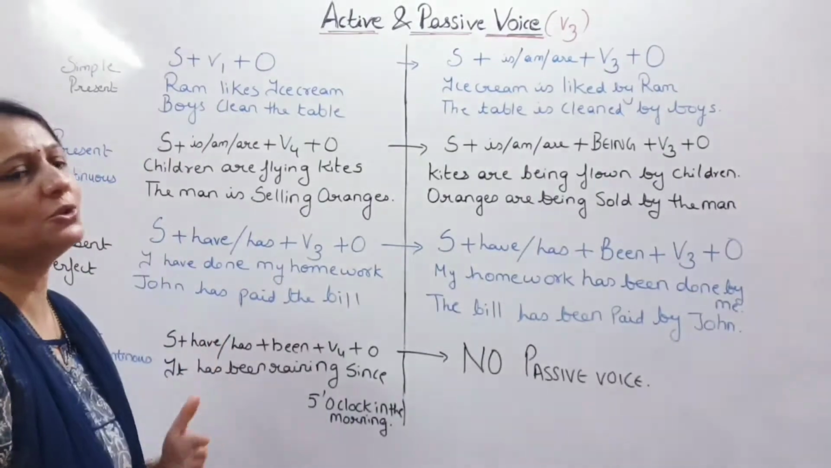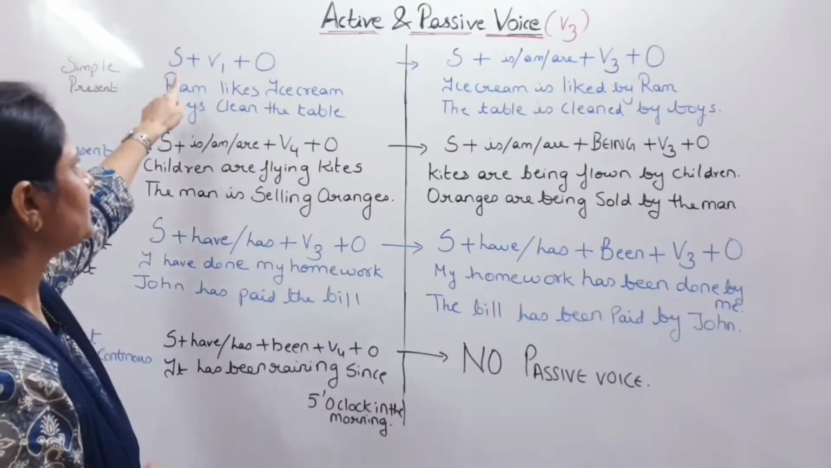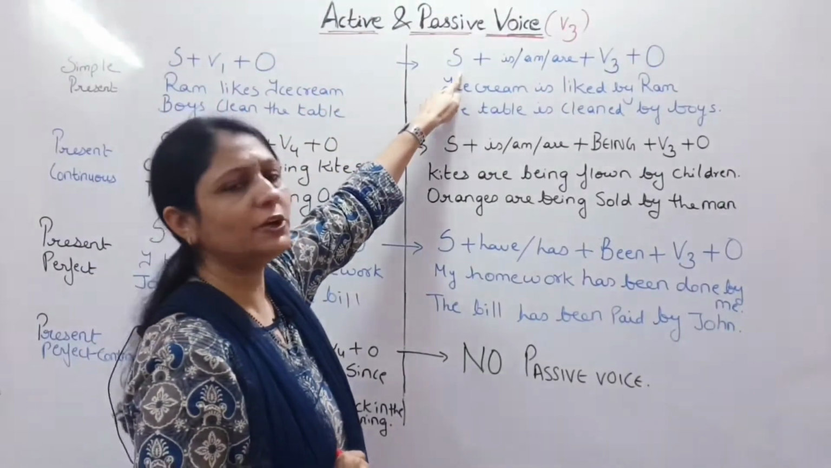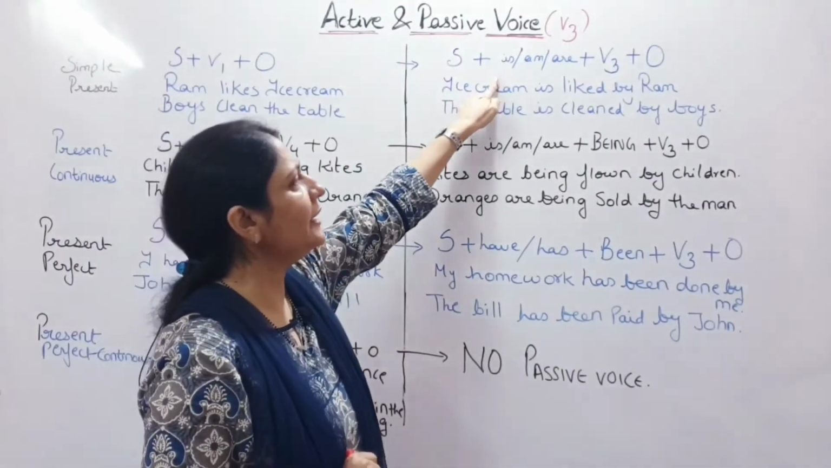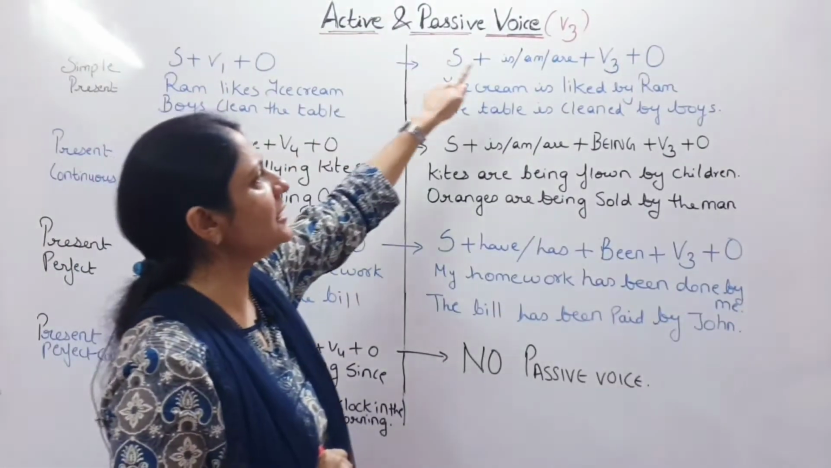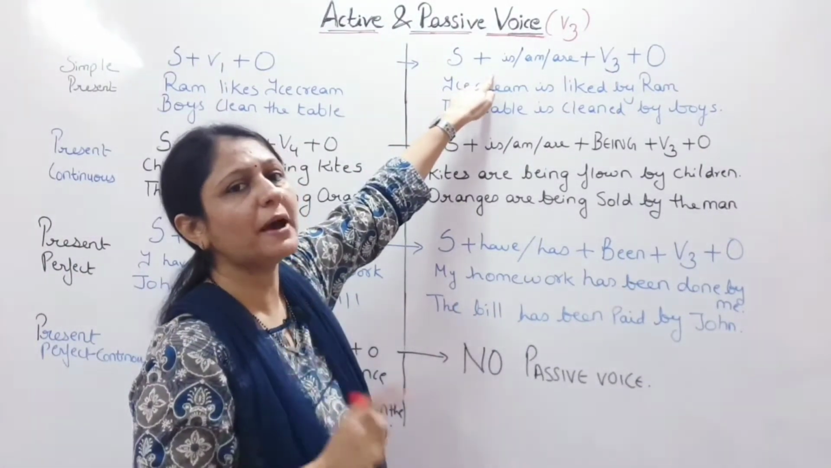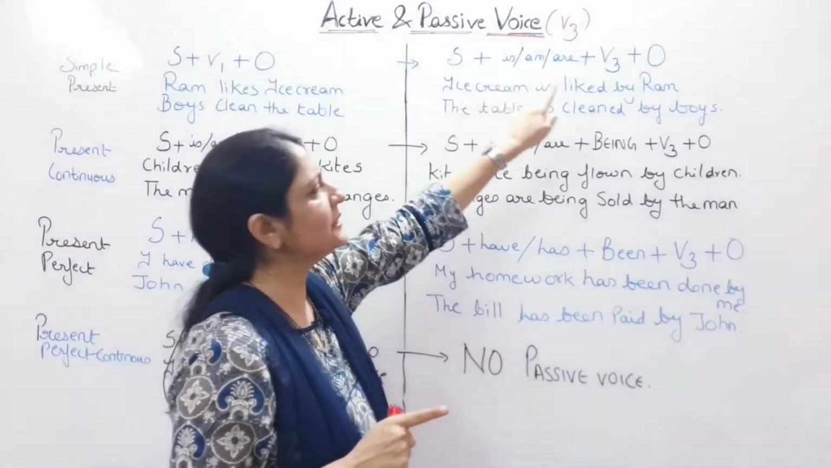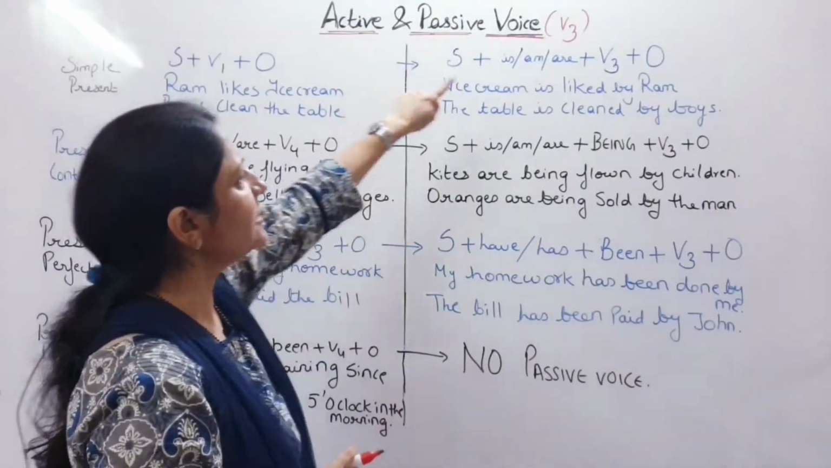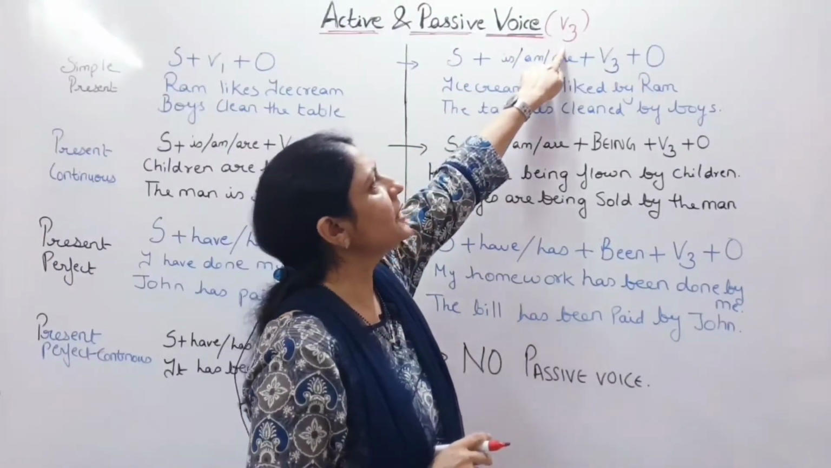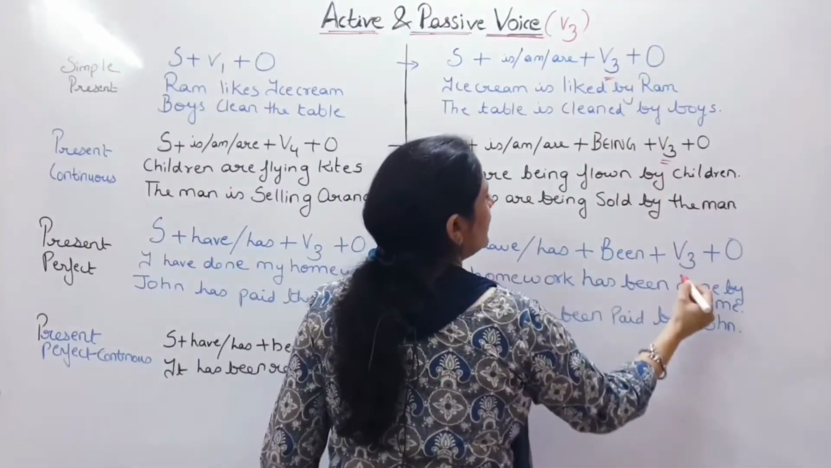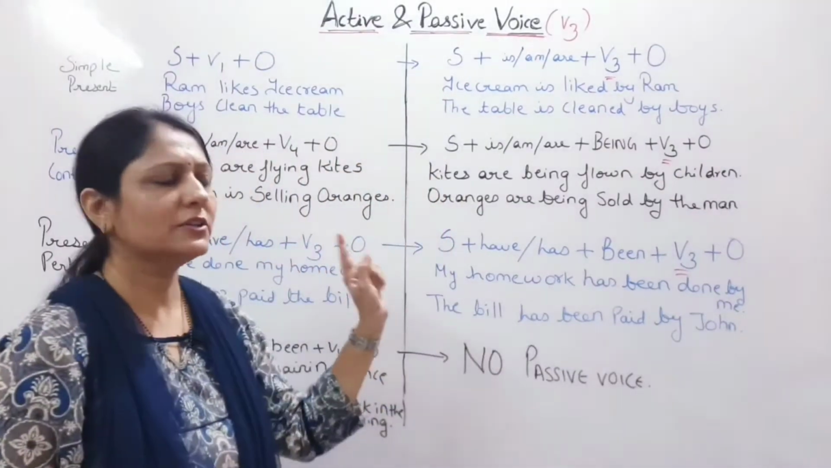How is it changed into passive voice? Let's see here. Subject plus V1 plus object is converted into passive voice by adding the helping verbs of present continuous tense in simple present tense passive voice. Along with this, the verb form also changes. You always have to remember that the verb form in passive voice is always V3. Whatever formula we are going to learn, it is always going to have the verb form V3 in it.